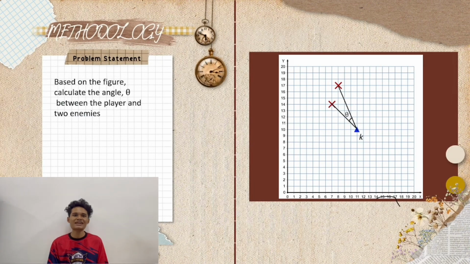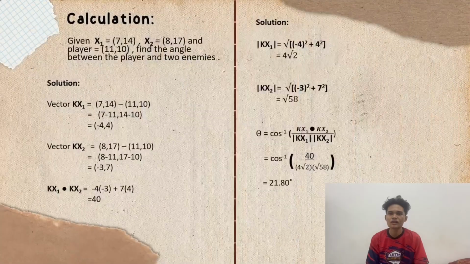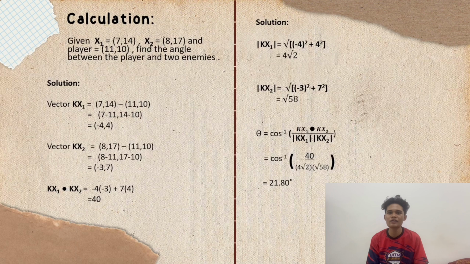We are moving to the next question. Based on the figure, calculate the angle between the player and two enemies. On the right side, you can see the figure of the player and enemies. For the solution, we need to find the vector for the first enemy and the second enemy. For the first enemy, we get -4, and for the second enemy, -7. Then we obtain the dot product of kx1 and kx2. The answer is equal to 40.